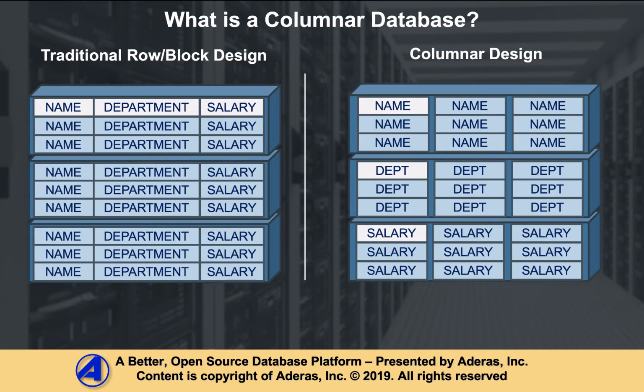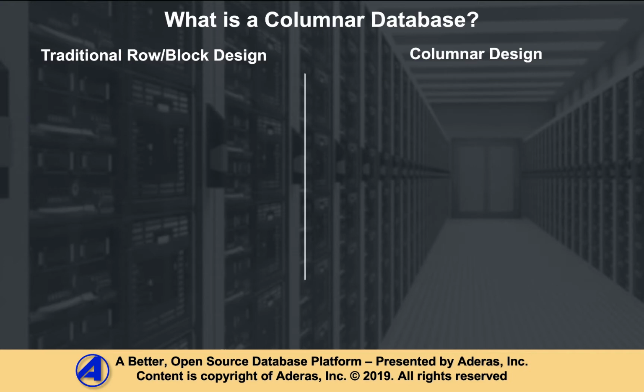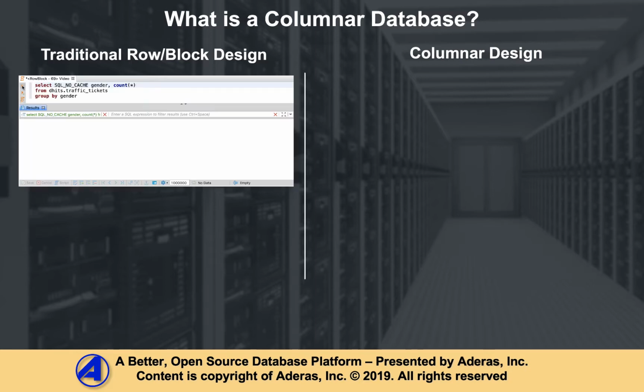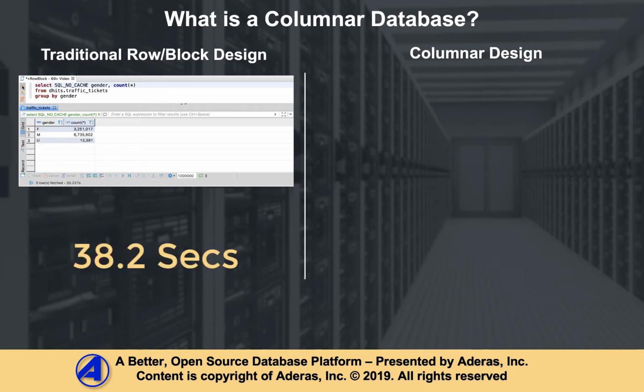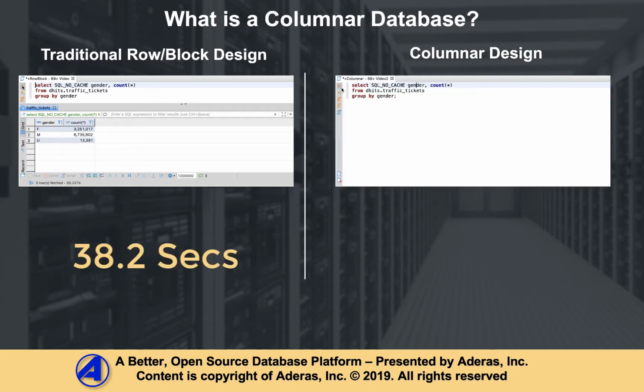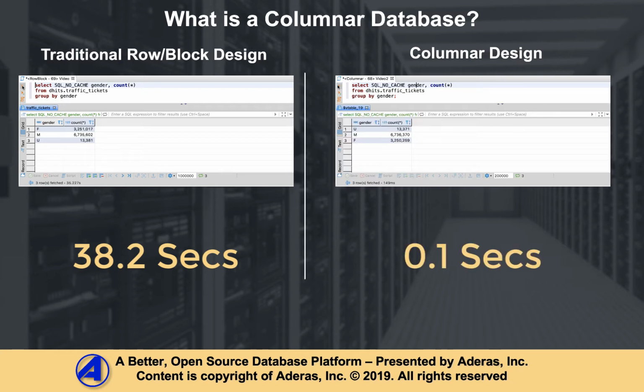Performance is all about how many blocks you must read. Let's take the case of a database with about 10 million records that averages about 500 bytes per record. It will take about 625,000 blocks or 5 gigabytes to hold all the data. When you run this query to select gender count from traffic tickets, you must query the entire database, reading every block and every byte. But because gender is only one character, it then throws away more than 99% of the data it just read. With the columnar database, it just reads the blocks associated with gender and throws nothing away.